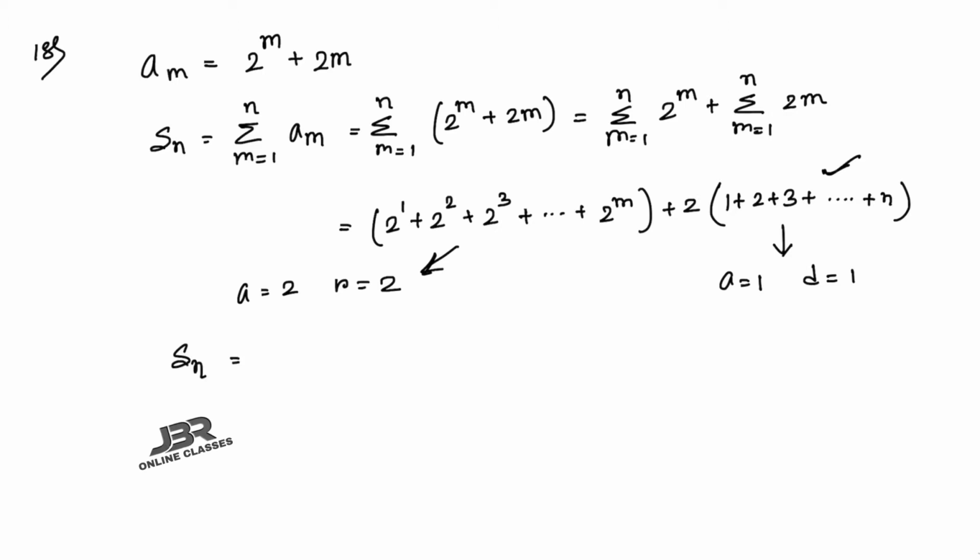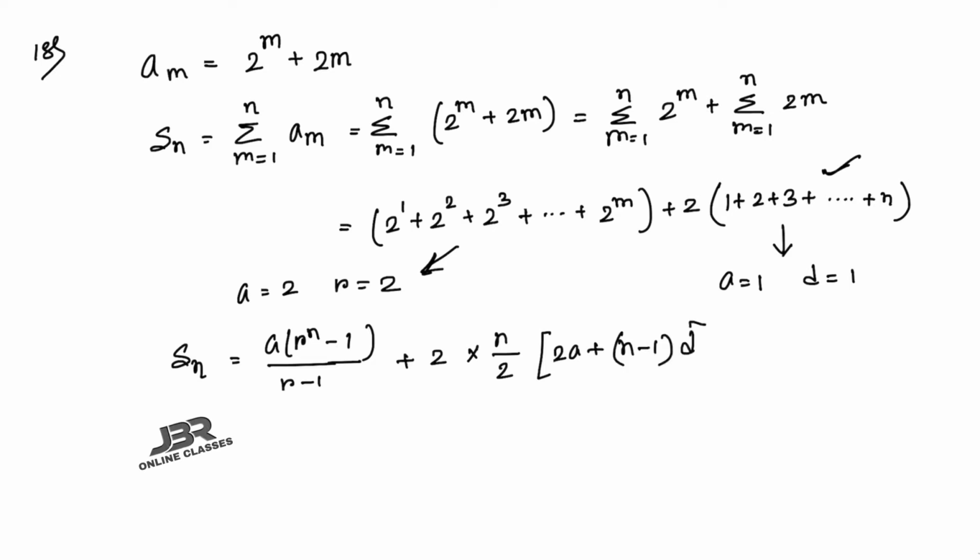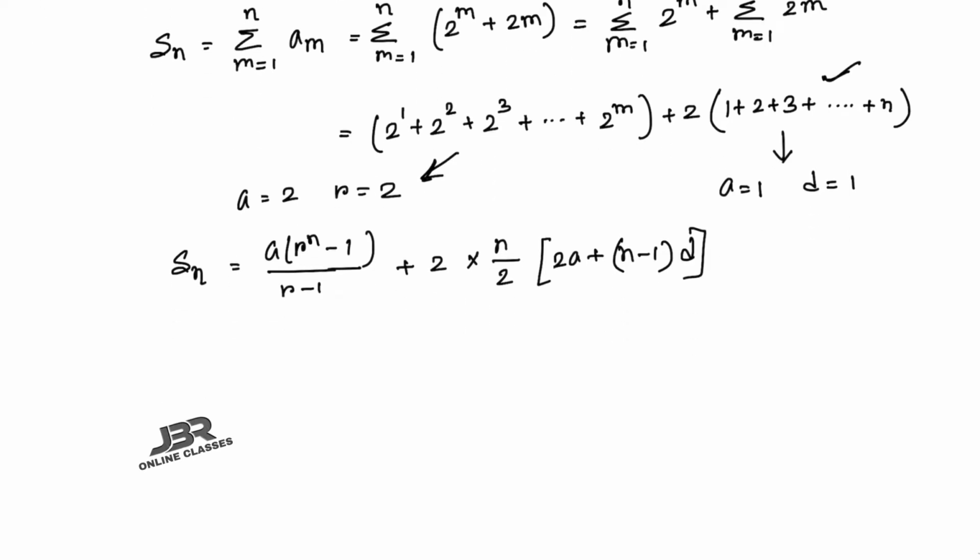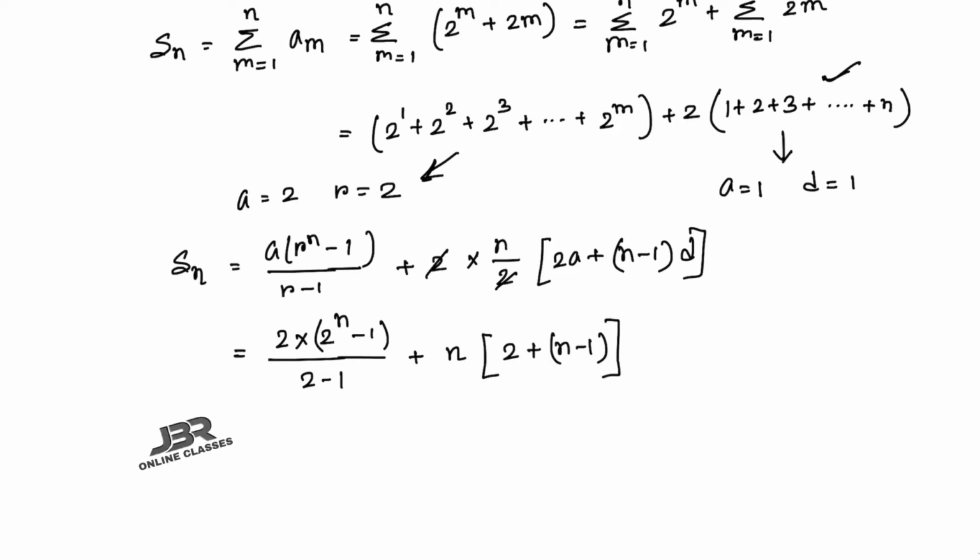So S_n equal to a times r to the power n minus 1 divided by r minus 1, that is the formula for the GP. And as this one is an AP, so 2 into the S_n formula, that is n by 2 times 2a plus n minus 1 into d. Now you can write down 2 times 2 to the power n minus 1 divided by 2 minus 1, and here 2 cancels out, n, then 2a means 2, then n minus 1, d means 1.